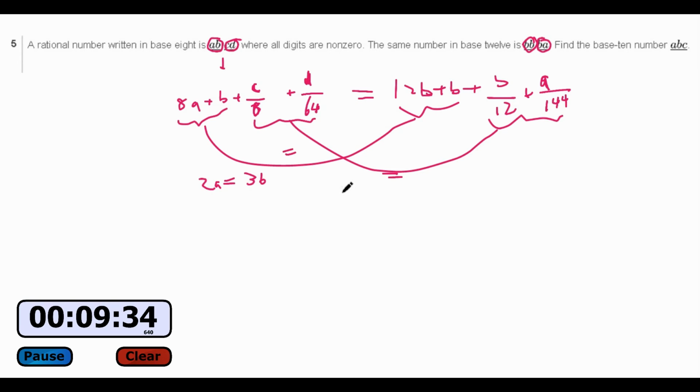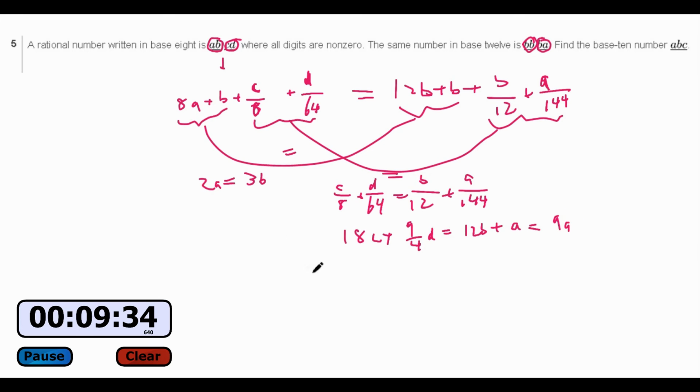So now we have the next equation. We have that c over 8 plus d over 64 is equal to b over 12 plus a over 144. So first off, let's try to clear denominators here and multiply both sides by 144. This gives 18c plus 9/4 d is equal to 12b plus a, and we already know that 12b is equal to 8a, so this is equal to 8a plus a, which is equal to 9a. So now we can divide both sides by 9 to get 2c plus d over 4 is equal to a.